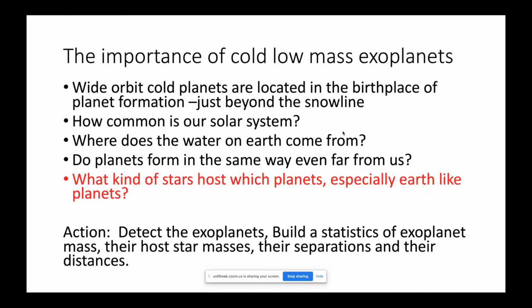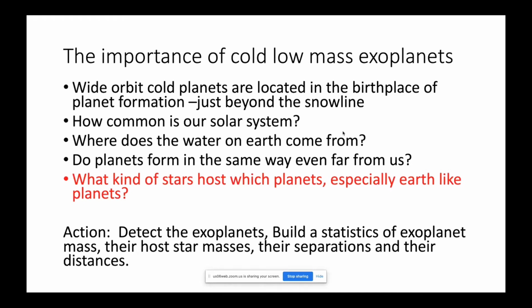So why is it so important for us to get the cold, low mass exoplanets? There are several reasons. In planet formation theory, it has been thought for a long time that these wide orbit cold planets are located in the birthplace of planet formation, which is just beyond the snow line. And as we have already mentioned, there aren't too many observations in that particular demographic. So a lot of the planet formation theory has been based only on theory, or only on the physics.